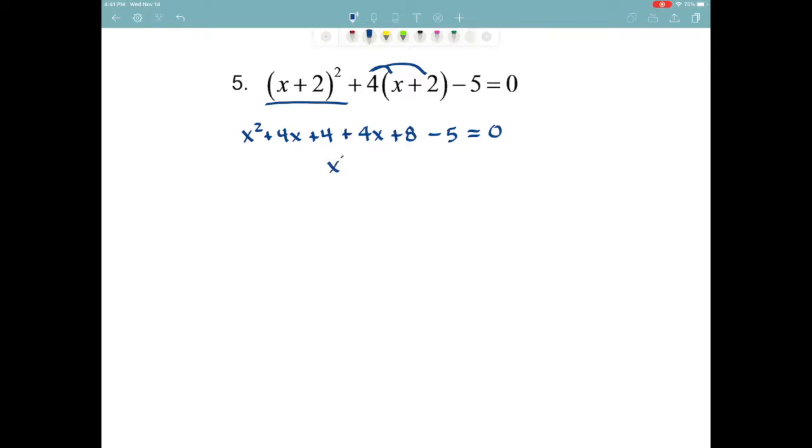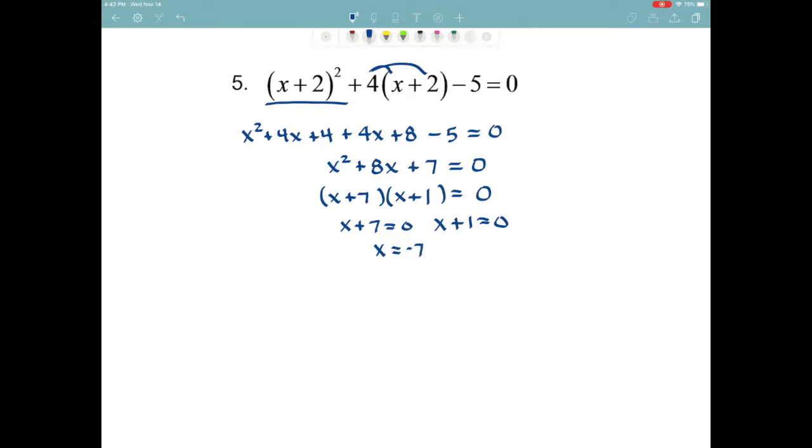Now we can combine the like terms. We have a single x squared term. We have 8 x's. And then we have a 4 plus an 8 is 12 minus 5 is 7. So we have plus 7 equals 0. This factors into x plus 7 and x plus 1. So when we set those equal to 0, we get that x equals negative 7 and x equals negative 1.